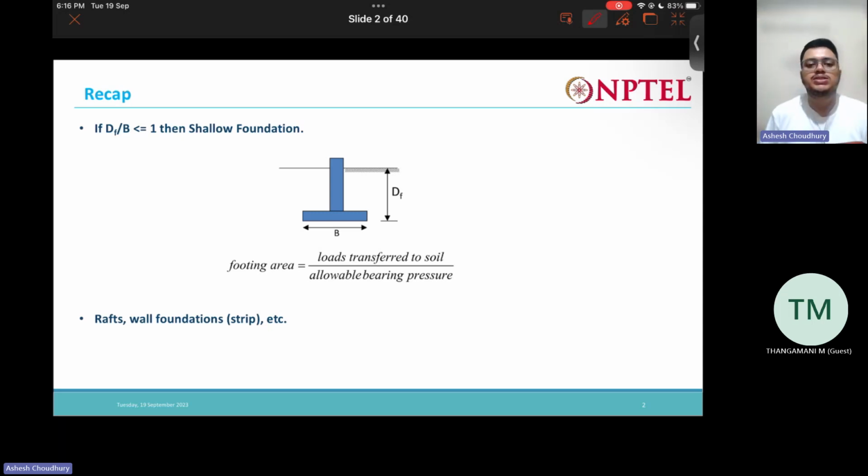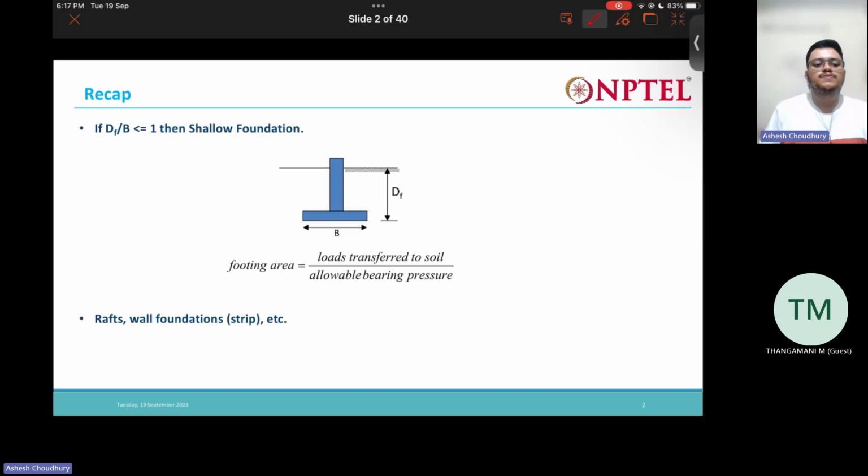And what are deep foundations? Deep foundations are those for which the depth to width ratio is greater than 1. The depth is much larger than the width. For example, the most common type of deep foundation is piles. Piles, then caissons, those things are our deep foundations.